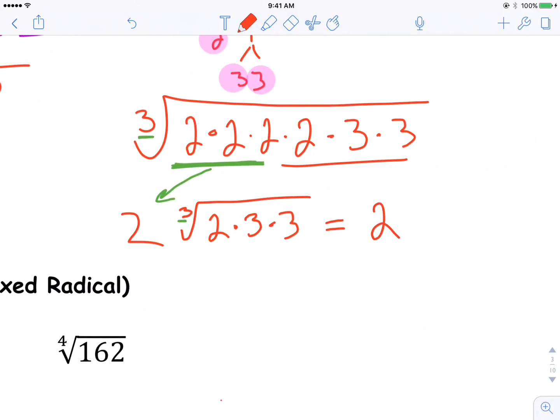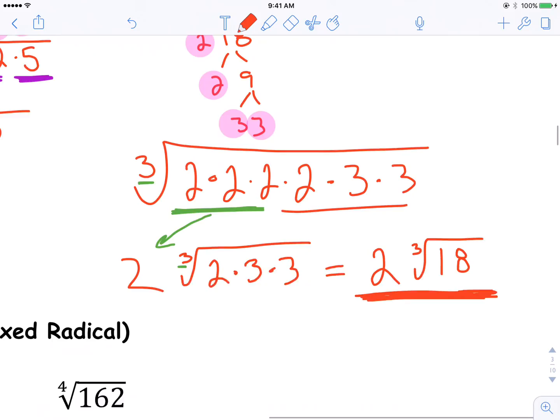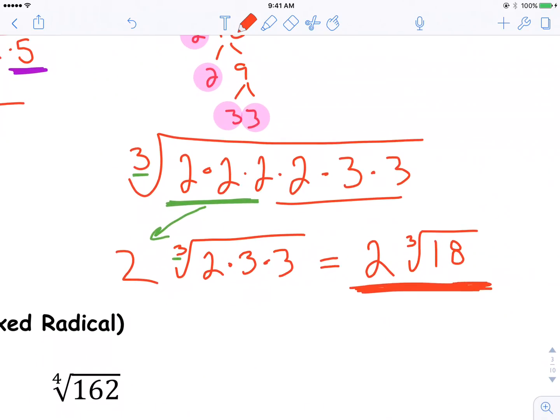So now, last part of this question, I simplify this a little bit. My 2 stays the same, and I just multiply back the radicand, the information inside the radical sign. 2 times 3 times 3, well, 3 times 3 is 9, times 2 is 18. So 2 cube root 18 is our mixed radical for the cube root of 144.